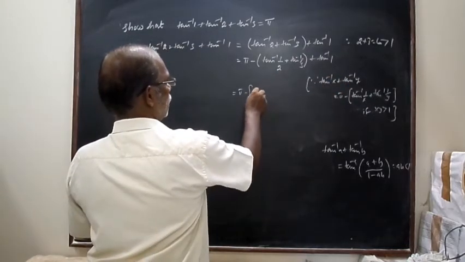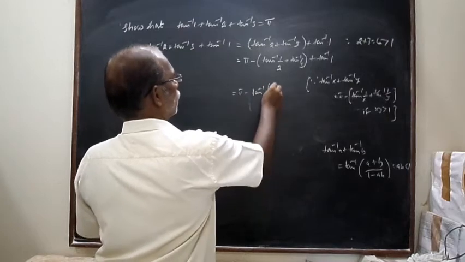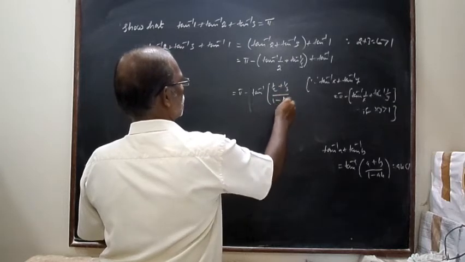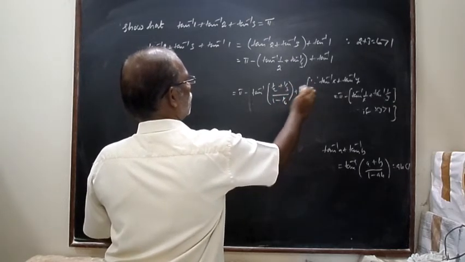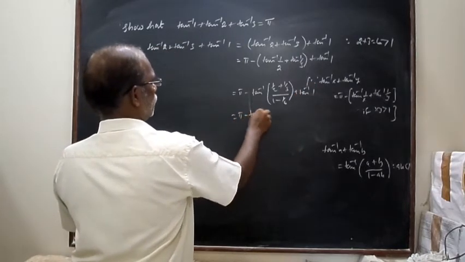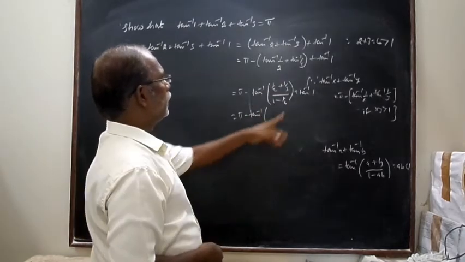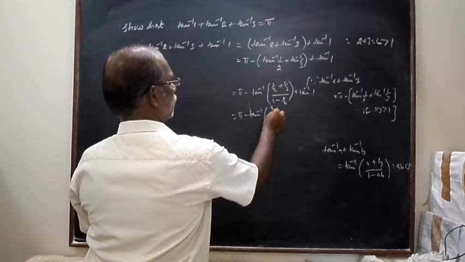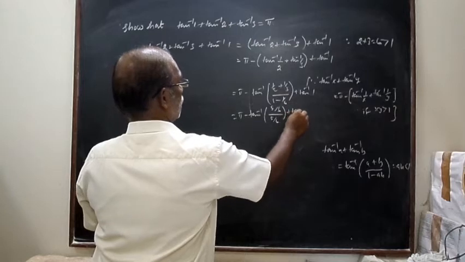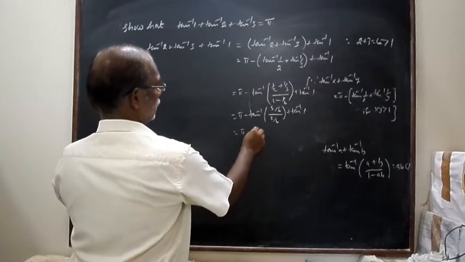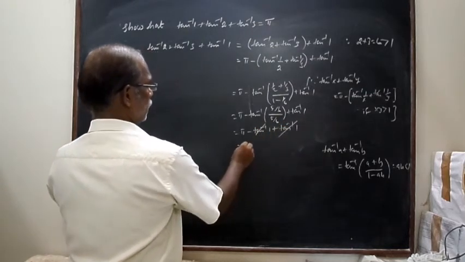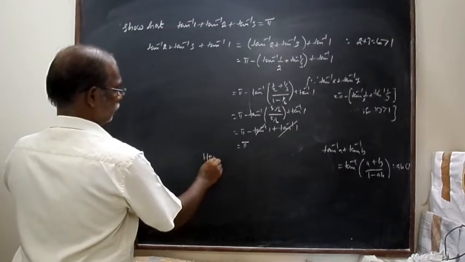So tan inverse of 1 by 2 plus 1 by 3, divided by 1 minus the product 1 by 6, and plus tan inverse 1. Then pi minus tan inverse of, 1 by 2 plus 1 by 3 is 5 by 6, and the denominator 1 minus 1 by 6 is 5 by 6, plus tan inverse 1. Then pi minus tan inverse 1 plus tan inverse 1, after cancellation, and this is the required result, hence proved.